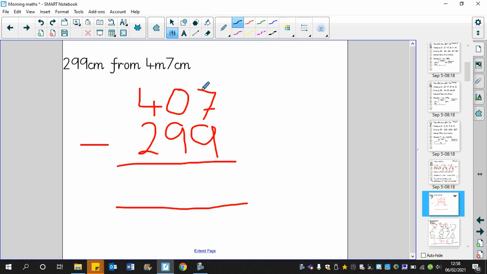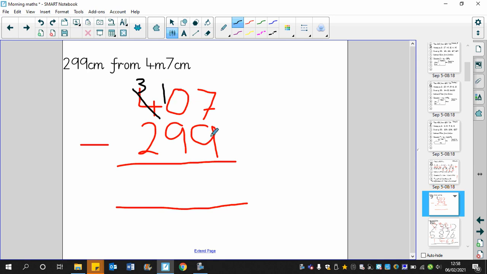Anyway, so 7 take away 9, now we can't do that, so therefore we have to go to this column to see if we can exchange, but we can't because there's nothing there. So we have to go to the next column to see if we can exchange, and we can now. So that 4 becomes a 3, and there that 0 becomes a 10. Right, now let's start again.